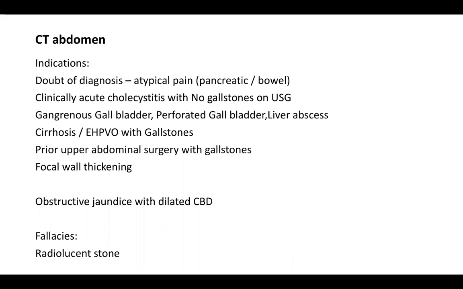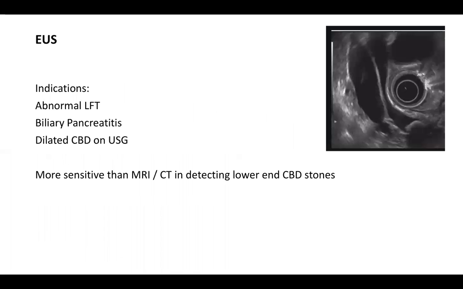Now, the next line will have put a patient with obstructive jaundice and a dilated CBD. So you have a patient clinically suspected of gallstones, acute cholecystitis, a raised bilirubin, and the CBD is dilated on an ultrasound. Consider doing an alternate investigation apart from just a simple ultrasound. And this is one of the reasons where you can suggest a CT abdomen. Now, what are the fallacies of a CT abdomen? If it's a radiolucent stone, it is not going to be picked up on a CT scan.